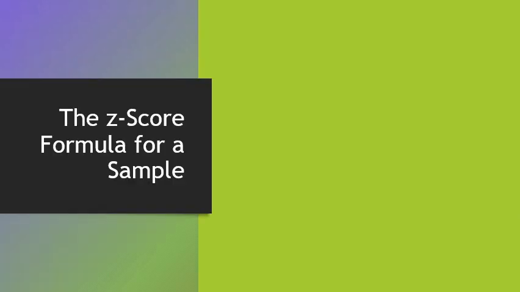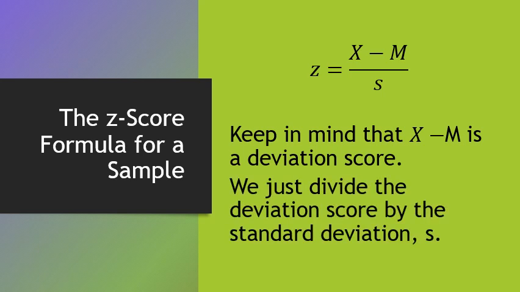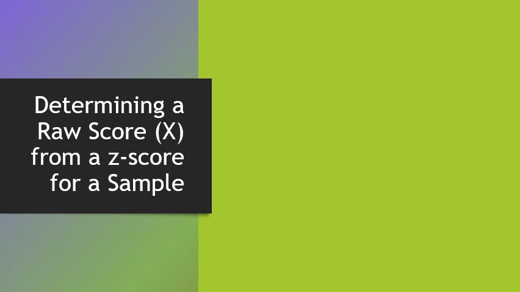All right, now we're going to look at the z-score formula for a sample. You notice it's very similar to a population. We're just replacing the letter for mean and standard deviation. And again, keep in mind x minus M is just a deviation score, and we divide that deviation score by s. So let's look at an example of how to determine a raw score from a z-score for a sample.